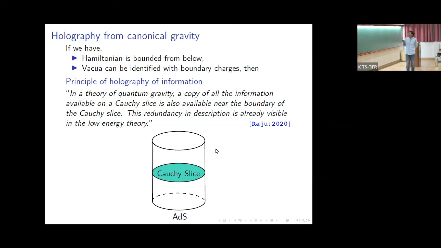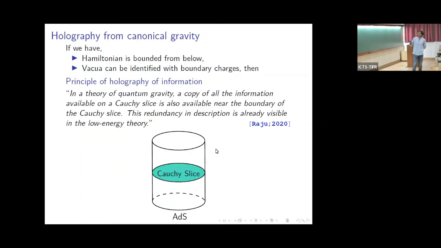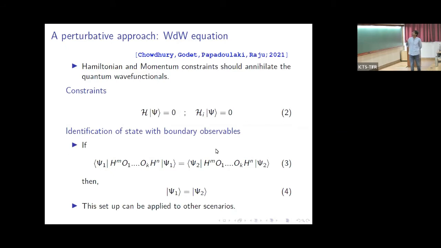This work has been done by Shubhrat and his collaborators. What it says is that in a theory of quantum gravity, a copy of all information available on a Cauchy slice is also available near the boundary of the Cauchy slice. We already visualized AdS like a cylinder, so the time direction goes from down to up. Cauchy slices are constant time slices. What this principle says is that if we have some excitation in the bulk, that information is already available in the boundary of this disk.